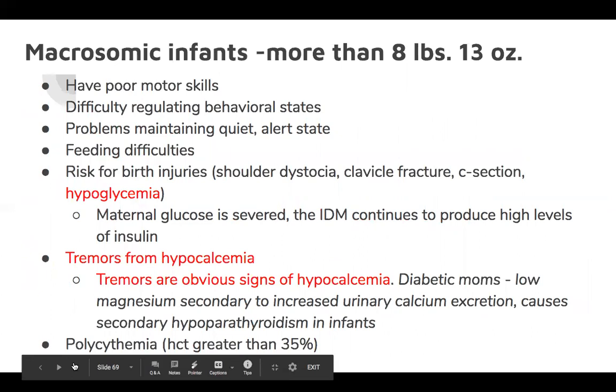Your macrosomic infants, remember macro, large, micro, small, kind of help you remember that. Your macrosomic infants are more than 8 pounds, 13 ounces, and they run the same risks as your large for gestational age. Birth injuries is common, hypoglycemia is common, tremors from the hypoglycemia. The low sugars cause hypocalcemia, so their calcium is low, and you'll see tremors are obvious signs of hypocalcemia, especially in the diabetic mom.